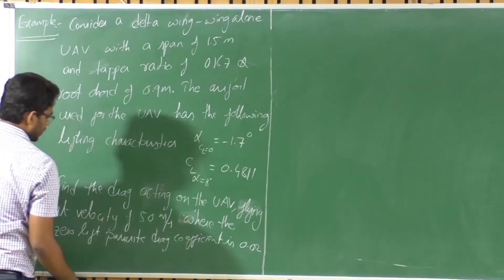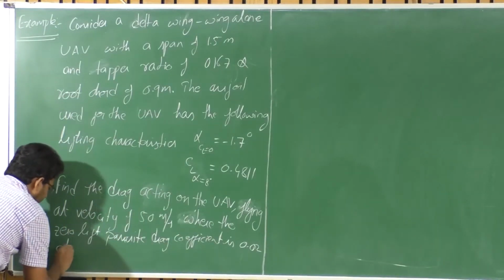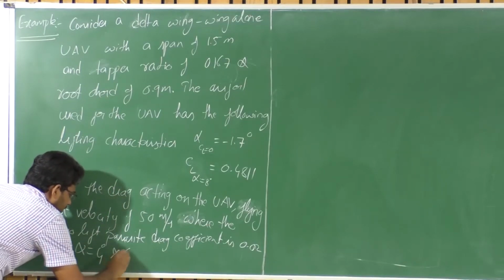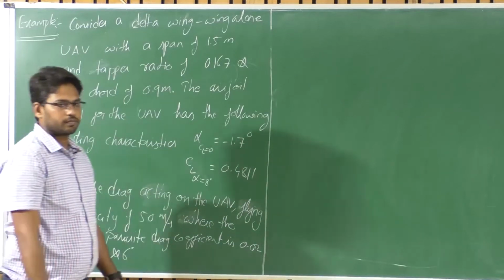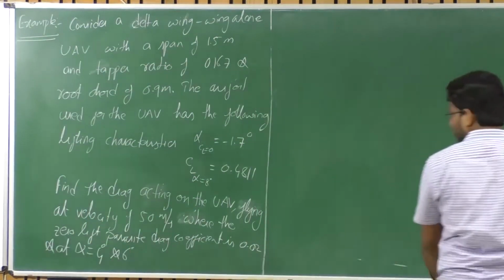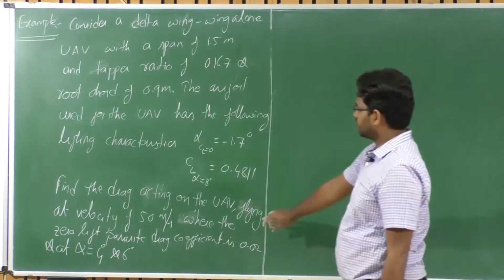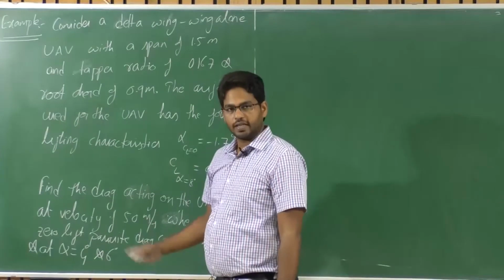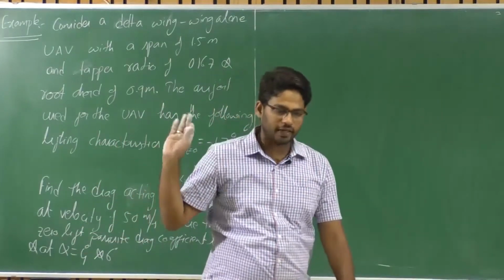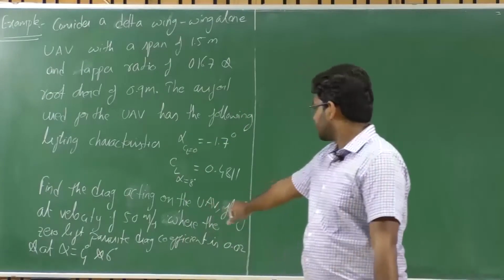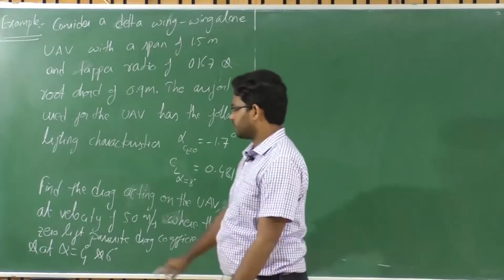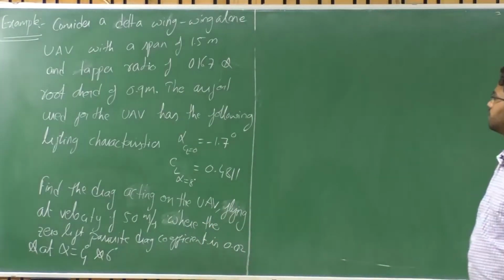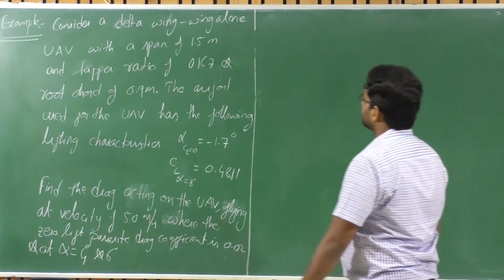Flying at 50 meters per second and at angles of attack alpha equals 4 degrees and 6 degrees. So we need to find the drag acting on the UAV with the given data when it is flying at 50 meters per second at sea level, inclined at an angle of attack of 4 degrees and 6 degrees. This is the information that we have right now. So how to proceed with this?